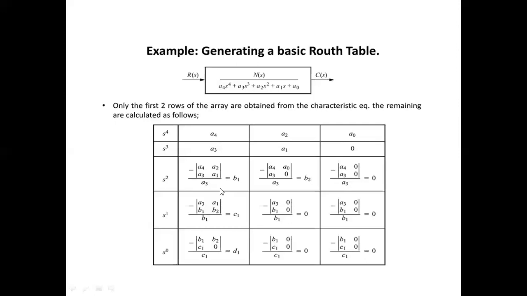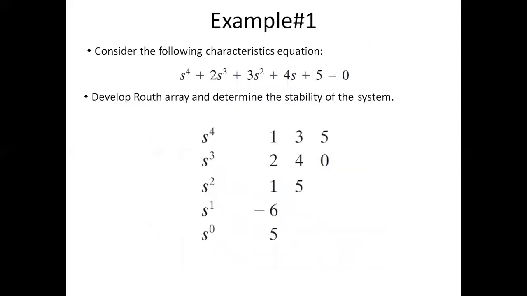So the number of sign changes: if there are no sign changes, the system is said to be stable. The number of sign changes indicates the number of closed-loop poles that lie on the right-hand side of the s plane. So let us take a characteristic equation.